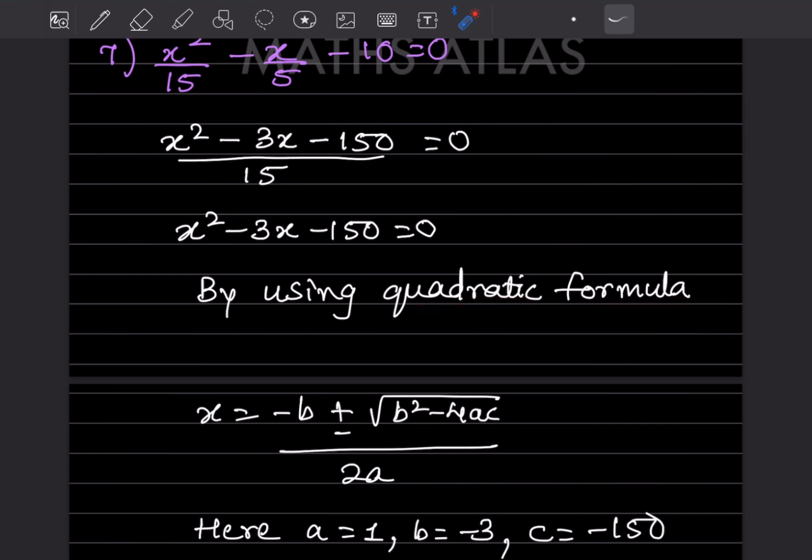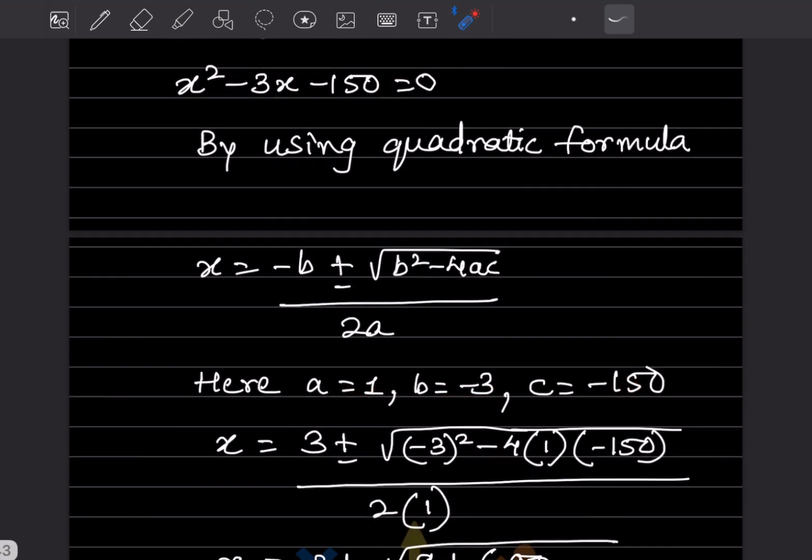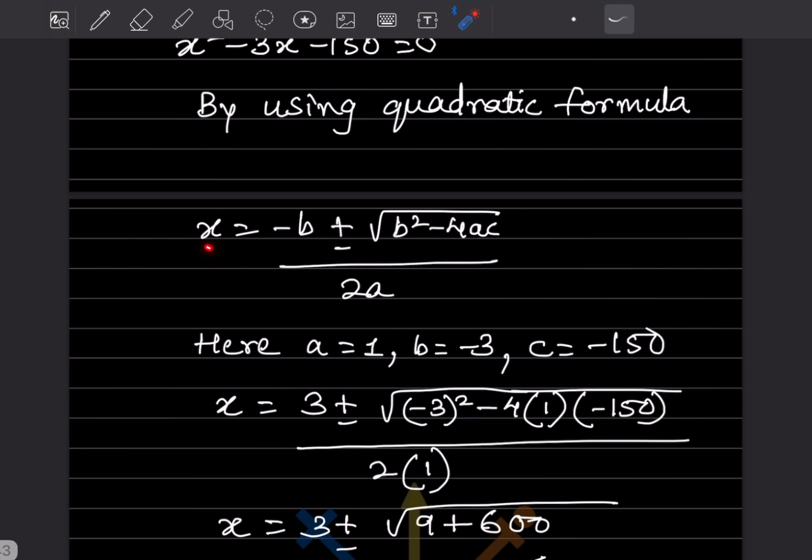So the quadratic formula is x is equal to minus b plus or minus root of b square minus 4ac divided by 2a. So here what is that? This is 1, so this will be a. This is b, see, along with the sign. And this is going to be c. So what you write? A is 1, b is minus 3 and c is going to be minus 150. So just plug in the values over here.